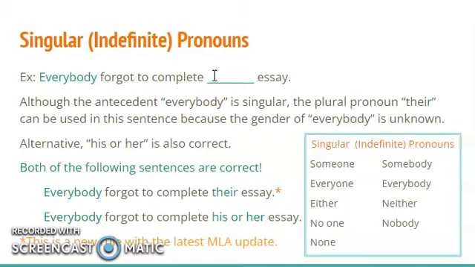And so traditionally speaking, with the English language, we would write everybody forgot to complete his or her essay. But here's the thing, we don't speak like that, okay? That is not how we would naturally say that sentence. Naturally, somebody would say everybody forgot to complete their essay. And technically in the past, that is incorrect. But because of that new rule where we now accept their, they, and them as being singular pronouns, we can now use their, and this becomes correct.